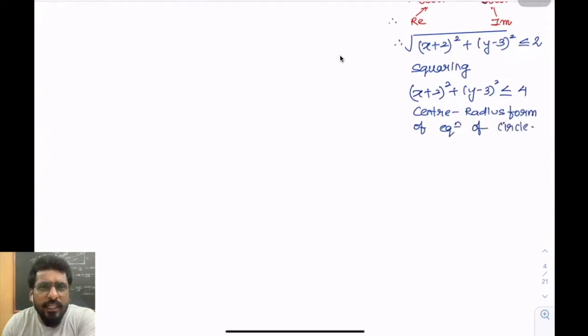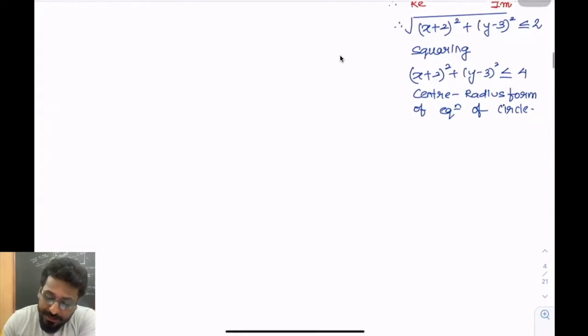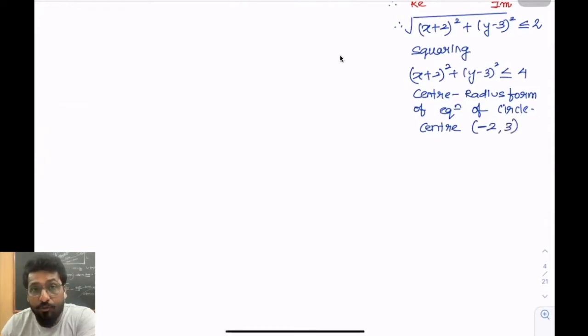Is that right? And what is center radius form, students? Do you recall it? Is it x minus h the whole square plus y minus k the whole square is equal to r square, where h and k are the x and the y coordinates of the center, and of course r is the radius. So what's the center in our case? So center is going to be x minus h. You have x plus 2. So x plus 2, x minus h. So the value of h is going to be how much? It's going to be minus 2. And y minus k, y minus 3. So k is going to be 3. So center is negative 2 comma 3.